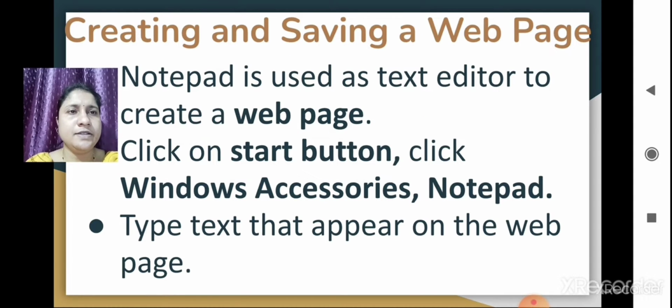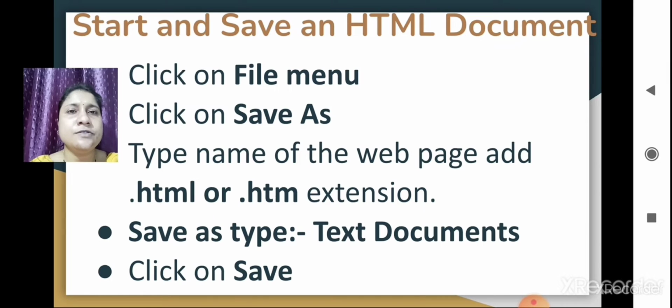Now create and save a web page. Notepad is used as a text editor to create a web page. We are going to write our HTML code in Notepad. For that, click on the Start button, click on Windows Accessories, and then click on Notepad. Once Notepad opens, you type the text that is going to appear on the web page.